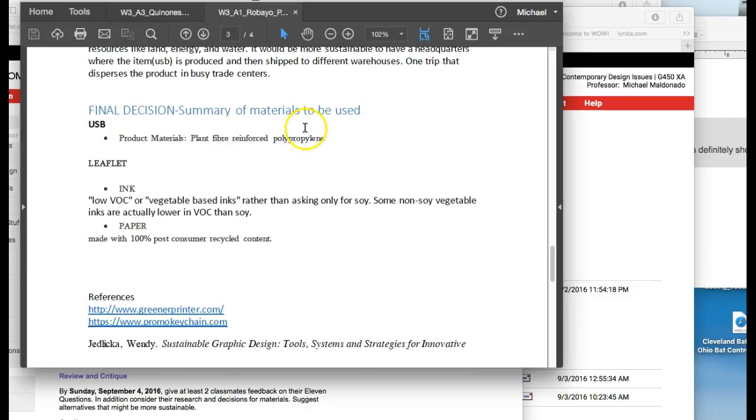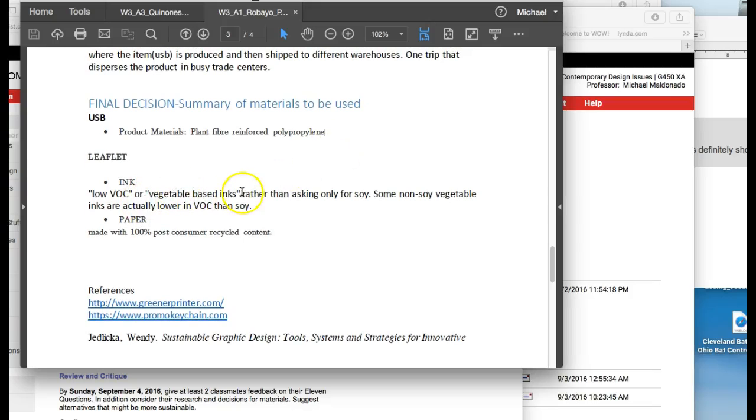Final decisions, product materials, plant fiber, reinforced. I really want you to do some research and take a look at some. There are actually sustainable USB drives, and I'll give you a little keyword search: sustainable giveaway items. But anyways, you'll find, so you don't have to just say plant reinforced polypropylene. You can actually link us out or give us the actual information for an actual USB piece that you can order and use that is sustainable and green.